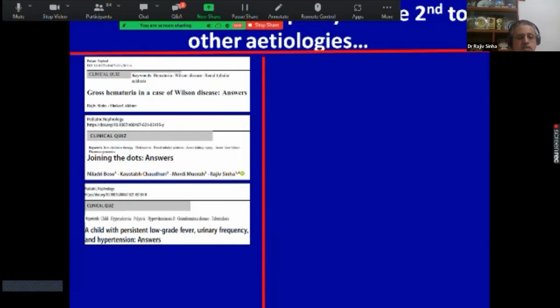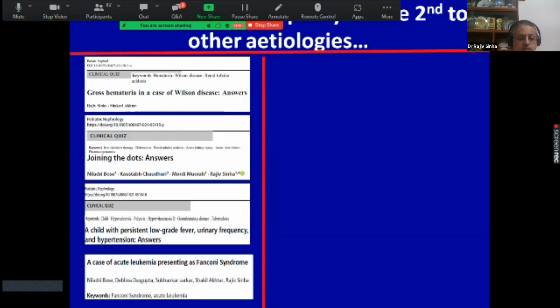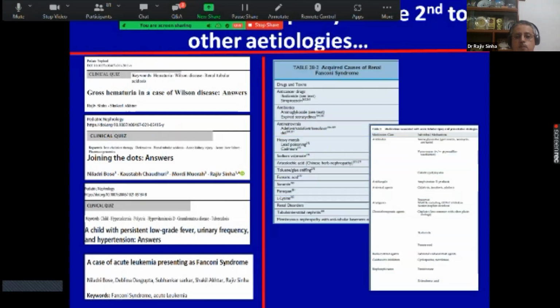Then this one was a child who presented with urinary frequency and hypertension, but the cause of this was again hypercalciuria, which was because of some hypervitaminosis D, which was because of fibrosis. And we have just submitted an interesting case report of acute leukemia presenting as Fanconi syndrome. There are various drugs which have been associated with Fanconi syndrome as well as Bartter, including gentamicin.